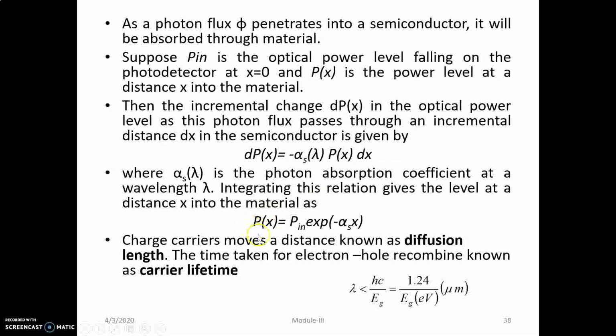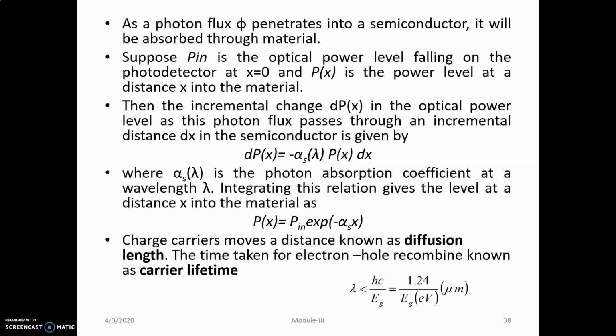So the power level can be written in terms of P in with an exponential of alpha s, the photon absorption coefficient, along with the distance x. So the equation to calculate the optical power level is P of x equal to P in exponential of minus alpha s into x.